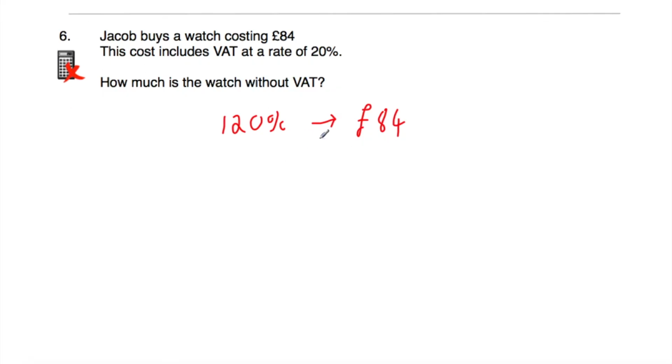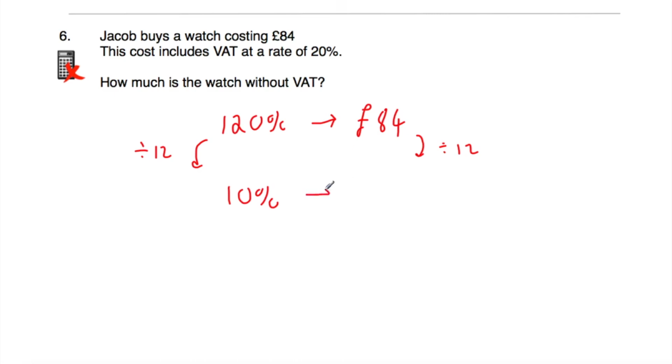Normally if this was a calculator question, I would divide both of these by 120 to find 1%, and then I would times both of them by 100 to find 100%. But because this is a non-calculator question, rather than dividing both of these by 120, because I then have to do 84 divided by 120, I'm actually going to divide both of these by 12. Because if I divide both of them by 12, it'll just make the division a little bit easier. So I'm going to divide by 12 and divide by 12. 120 divided by 12 is 10%, because I can get to 10% and then go up to 100%. As long as I get to 100%, then that's okay.